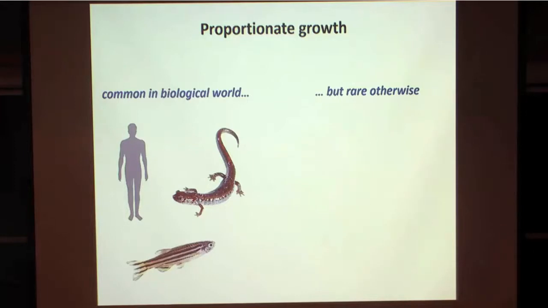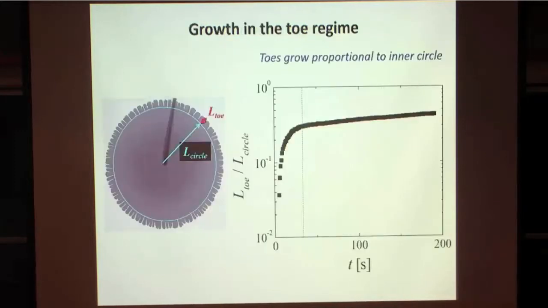But what I'd like to show you is that now we have this one system, these toes, that essentially have all the features of a system growing by proportionate growth, which is, to our knowledge, the first non-biological physical system that grows that way. And so what does it mean?